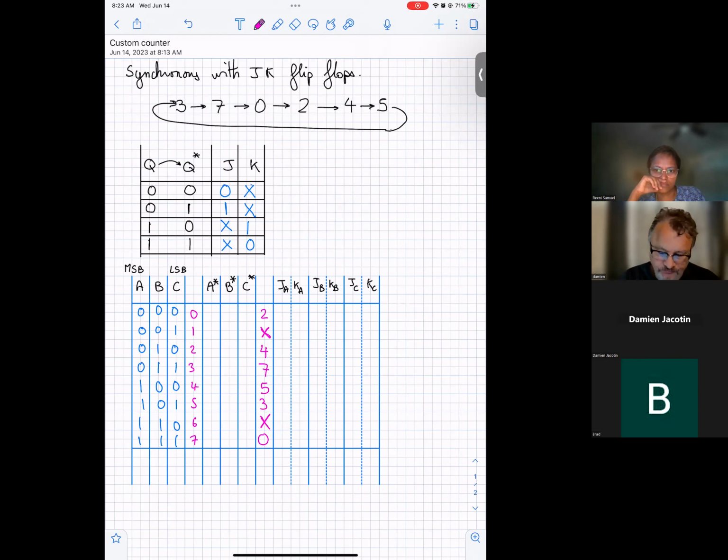So what do I do now? Well, now we want to display the number 2. Number 2 is going to be 0, 1, 0. The don't care, so we're going to have don't cares right here. 4 is going to be 1, 0, 0. 7 is going to be 1, 1, 1. 5 is going to be 1, 0, 1. 3 will be 0, 1, 1. The don't care will be don't care, and the 0 will be 0, 0, 0. Do you understand how I put those zeros and don't cares right here?